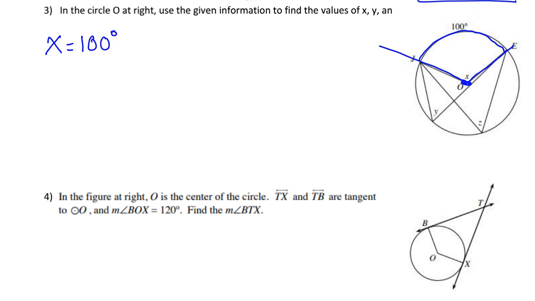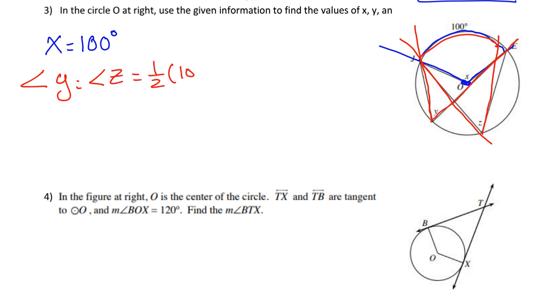Angle Y and angle Z both share the same intercepted arc, so you would know right away both of them would be equal to each other. Again, both of them are sharing the same intercepted arc, which is 100, but the inscribed angle is equal to half of the intercepted arc, so it's equal to 50 degrees. So angle Y and Z is equal to 50, however, angle X is equal to 100 degrees.